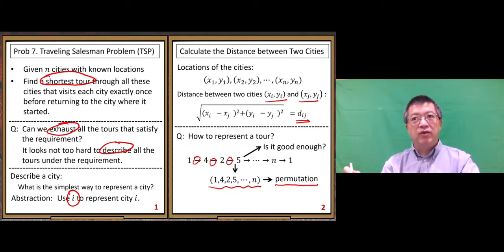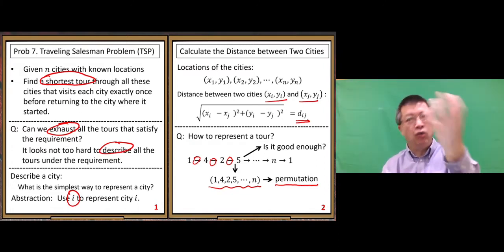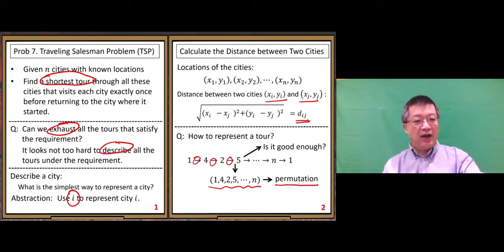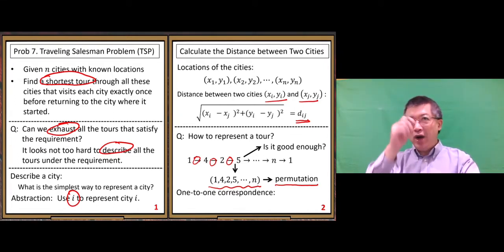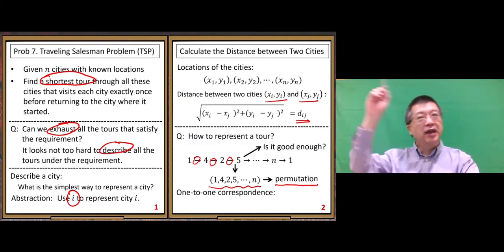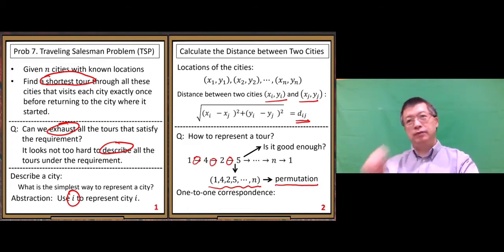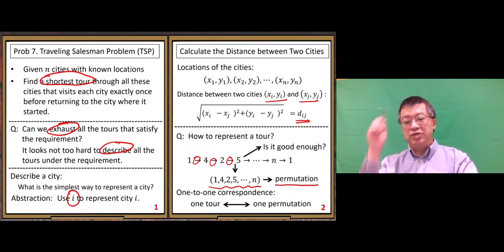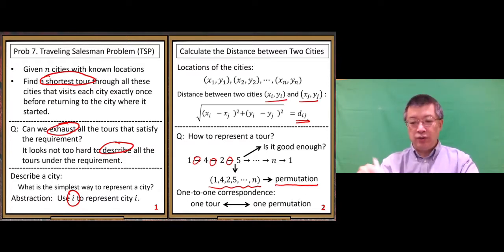In our discrete math, we learned the permutation. Now we need to use that concept, permutation, to describe a tour. And this representation is a one-to-one correspondence. When you have a tour, you can get its corresponding permutation. When you have a permutation, you can get its corresponding tour. So this kind of one-to-one correspondence is very useful to describe a tour.